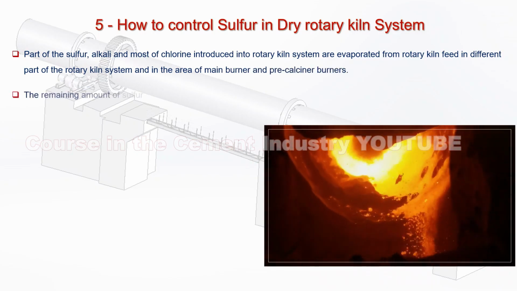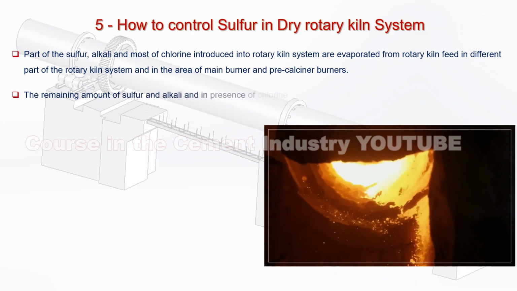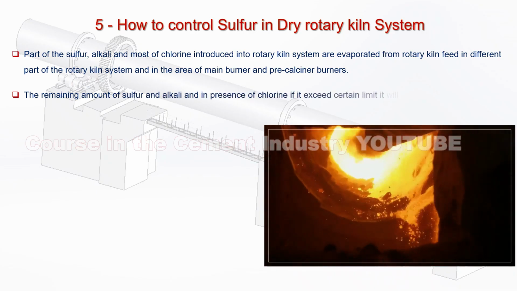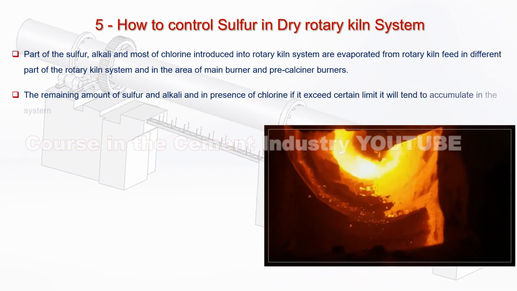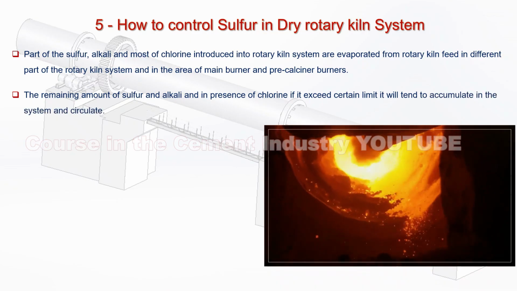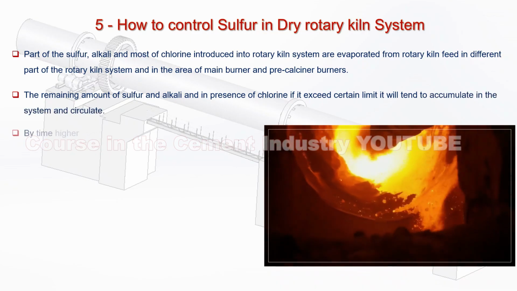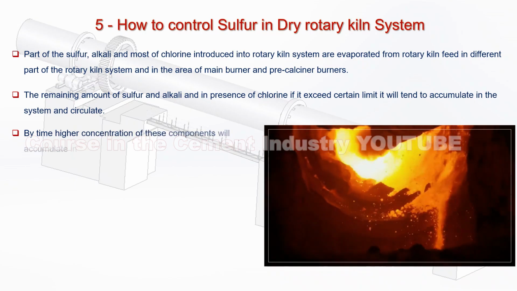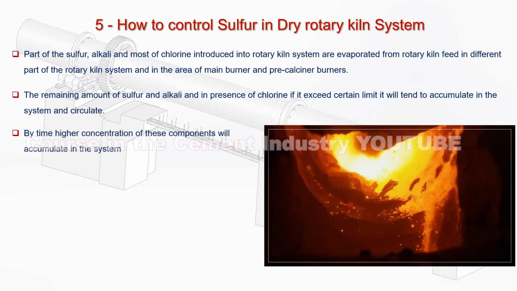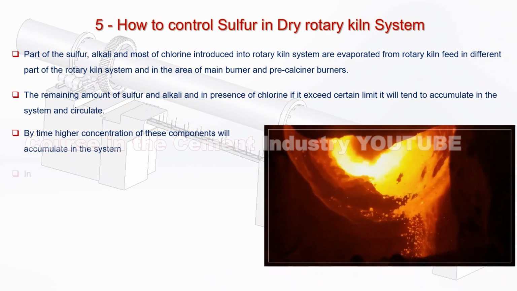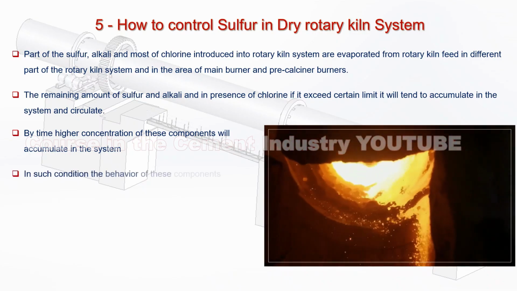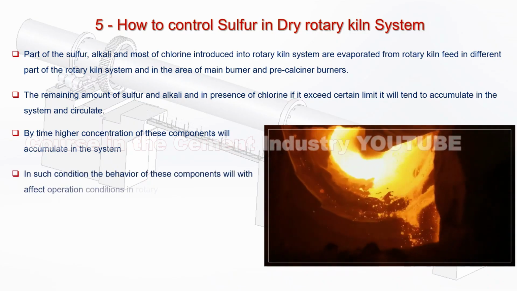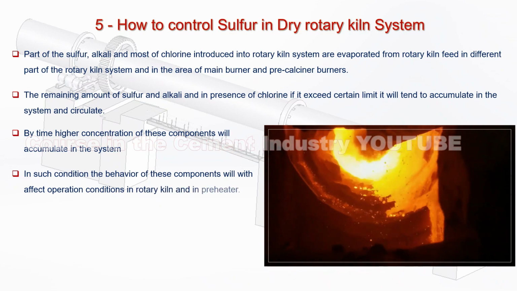2. The remaining amount of sulfur and alkali, and in presence of chlorine if it exceeds certain limit, will tend to accumulate in the system and circulate. 3. By time higher concentration of these components will accumulate in the system. 4. In such condition the behavior of these components will affect operation conditions in rotary kiln and in preheater.